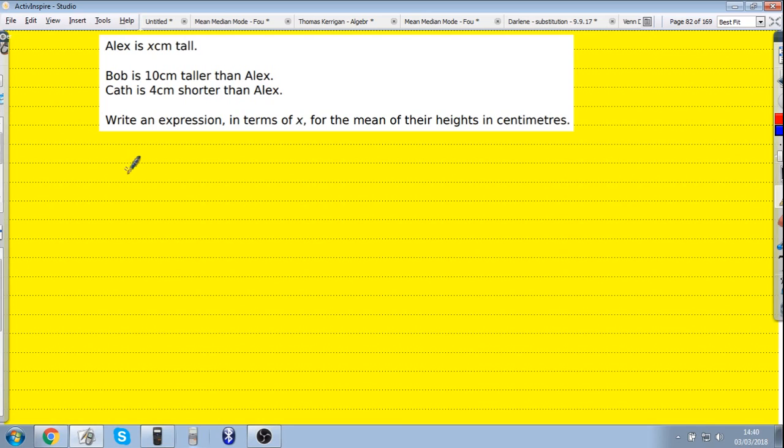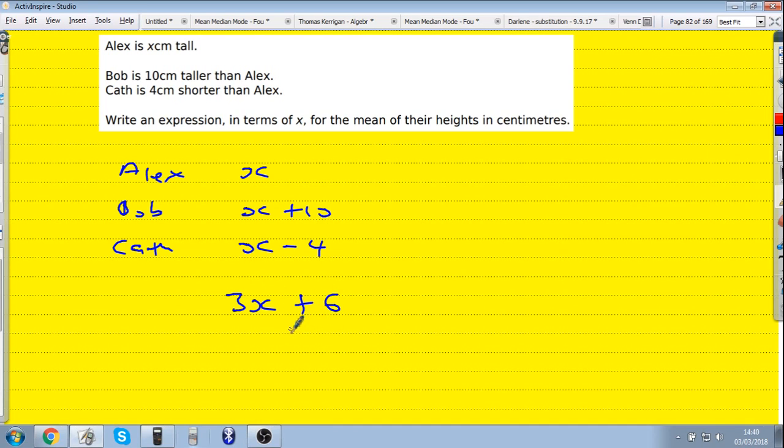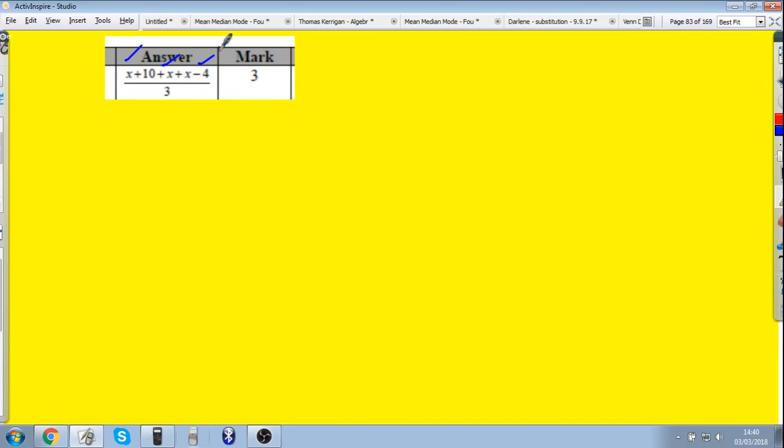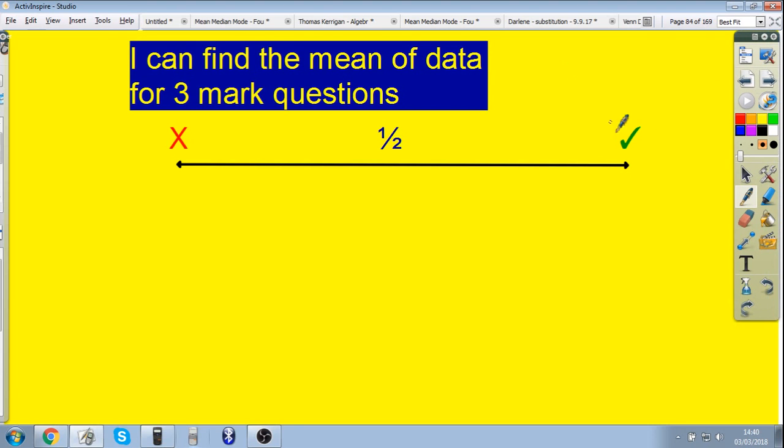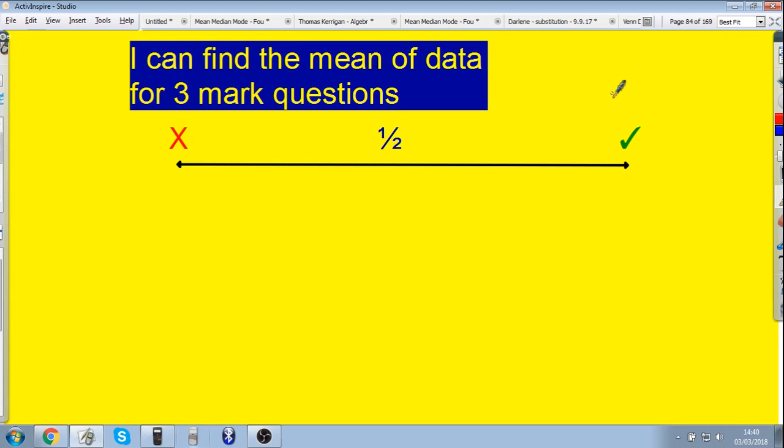Okay, so Alex is x. Bob is x plus 10. Mm-hmm. And then Kath is x minus 4. So when you add them all up, that'd be 3x plus 6. And then I just have to divide that by 3. And actually, what is that divided by 3? X plus 2. Yeah, x plus 2. So it's just 2 more than what Alex got. All they were looking for was those 3 original ones. X plus 10 plus x minus 4 all over 3. Yeah. That's enough. Okay, I can find the mean for 3 mark questions.